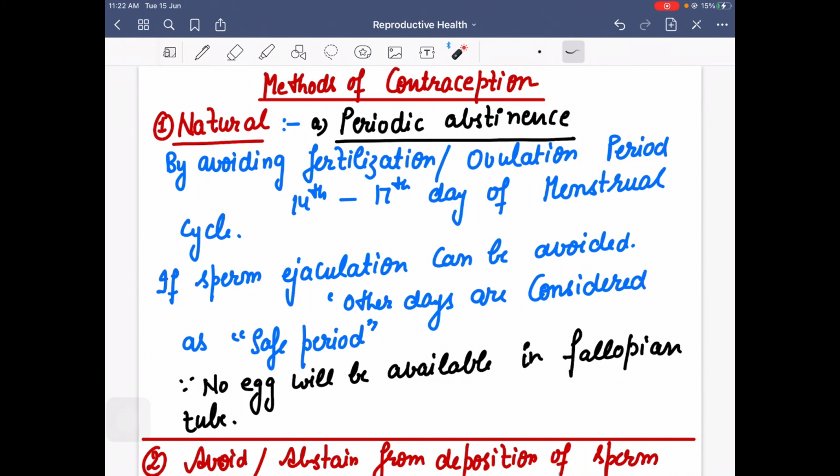So the natural method of periodic abstinence means please avoid that period. We want to say avoid fertilization or avoid sperm ejaculation between the 14th to 17th day of the menstrual cycle, because these are the most important days when the egg can be present in the fallopian tube. So if a couple doesn't want a baby but sperm is deposited in the vagina during these days, then definitely there can be chances of pregnancy. So these periods should be avoided.